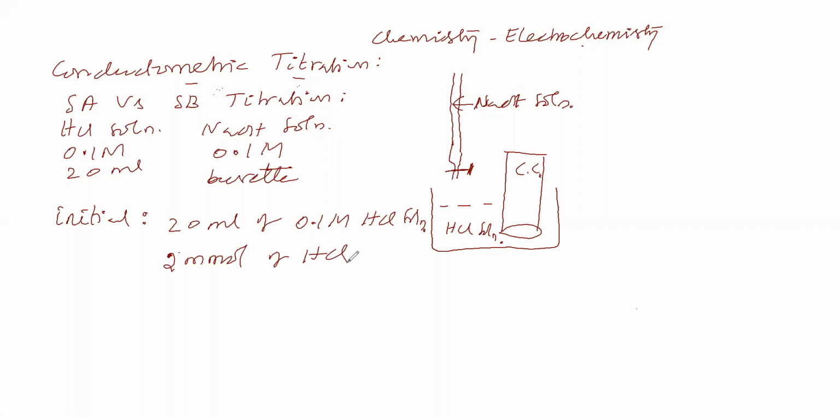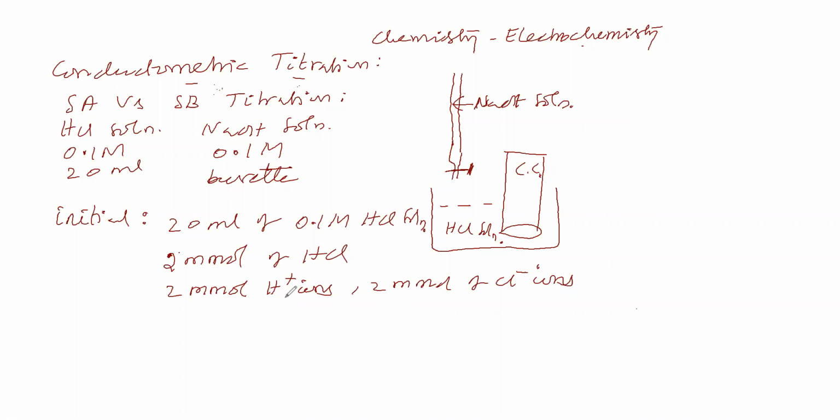So now we will take an assumption that it is undergoing complete ionization. If we take the assumption alpha is equal to 1, then we can say 2 millimoles of H plus ions and 2 millimoles of Cl minus ions. So if all the HCl molecules are completely ionizing, the solution contains 2 millimoles of H plus ions and 2 millimoles of Cl minus ions.